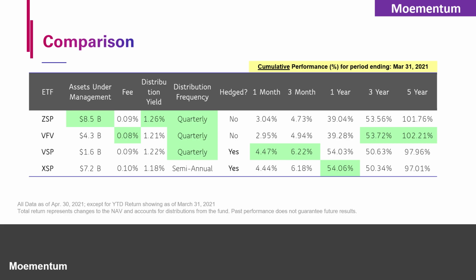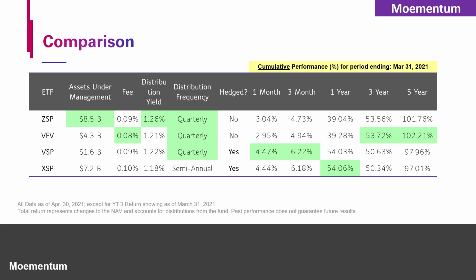In terms of the fee though, VFV with 0.08% fee has the lowest fee among the 4 ETFs, and as a result gets our vote in that category. In terms of distribution yield, the highest distribution yield belongs to ZSP with 1.26%. For those investors who are interested in a continuous flow of income, a quarterly distribution might be more desirable, and as such, ZSP, VFV, and VSP, which all have a quarterly distribution payment, are favorable here based on our analysis. Just as a reminder, ZSP and VFV are non-hedged, and VSP and XSP are hedged ETFs.